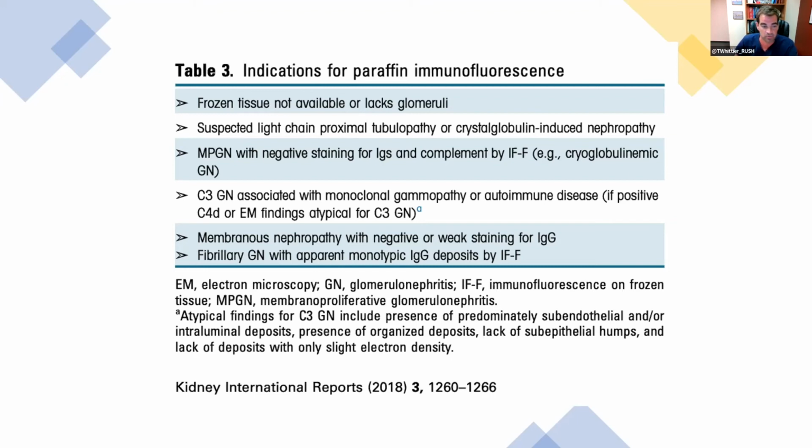And then these last two are pretty rare. There's membranous nephropathy that actually has a pretty weak IgG and a fibrillary GN with apparent monotypic immunoglobulin deposits by the immunofluorescence. And so this was our first case, or the first one that I was aware of, this proximal tubulopathy that was uncovered.